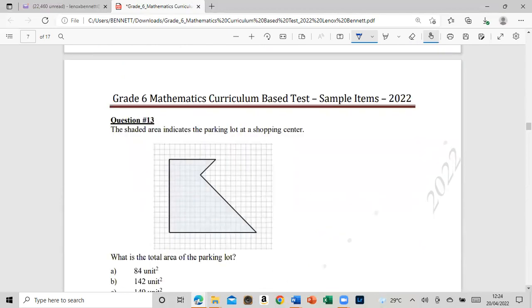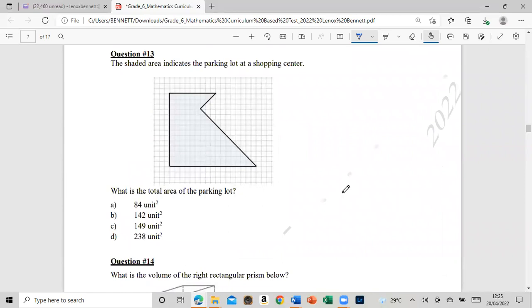All right. This one looks a bit tedious. It says the shaded area indicates the parking lot of a shopping center. What is the total area of the parking lot? All right. Oh God, this is really, really tough, man. All right, so let me see this. Let me see how much is in there. 1, 2, 3, 4, 6. I'm going to estimate it.